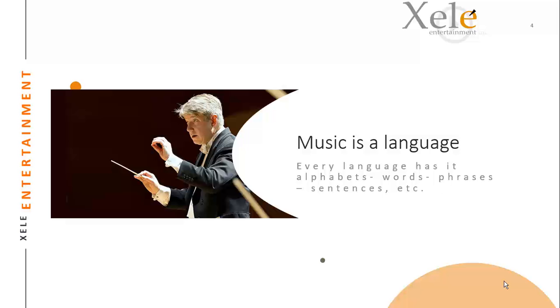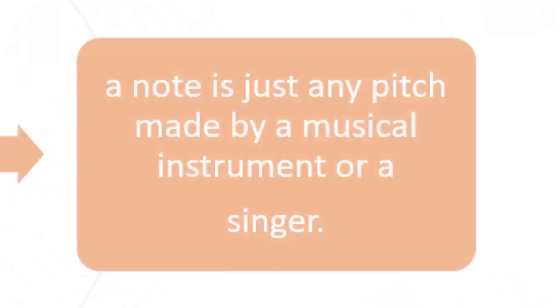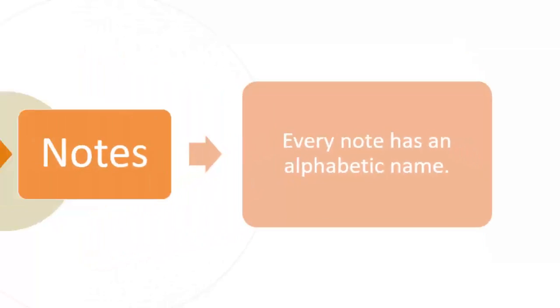Now that we see the relationship between music and language, let's quickly take a look at the alphabets in music. All of music is made up of notes, and a note is simply any pitch that is produced by a musical instrument or even a singer. La! And of course we know that every note has a letter name attached to it. It has an alphabetical name. Every note that you can possibly hear has a name, and that name would usually be an alphabet.